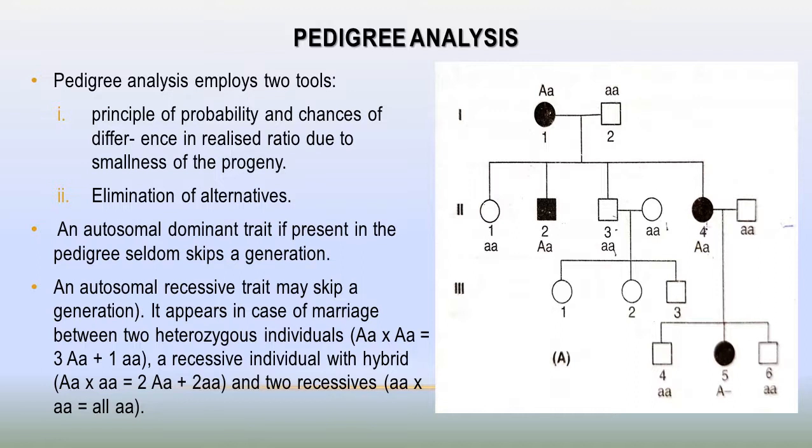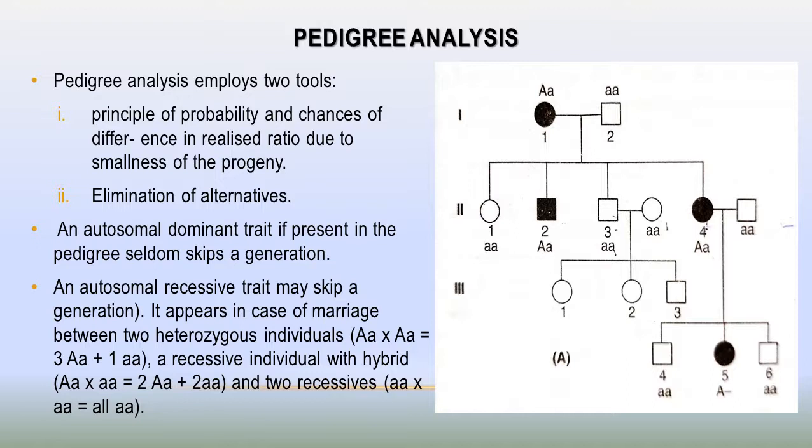But the fourth offspring of the second generation is represented by a dark circle, and it has genotype capital A, small a, and it is married to an unaffected male. So that's why he has small a genotype, and when they marry, they produce three offspring.